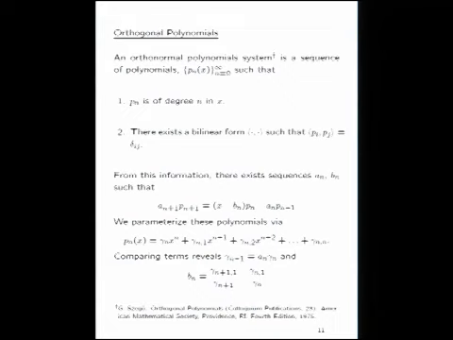Okay, so from this information, you can construct sequences a_n and b_n, which give you the three-term recurrence. So all orthogonal polynomials, in one variable at least, satisfy this three-term recurrence relation. And these a_n's and b_n's are our main quantities of interest, and that's what we're going to parameterize our solutions of the Painlevé transcendents with.